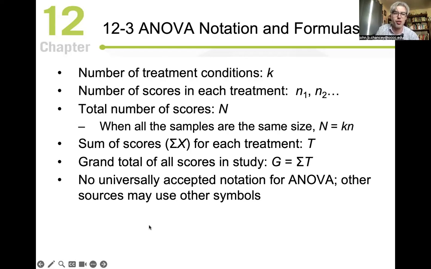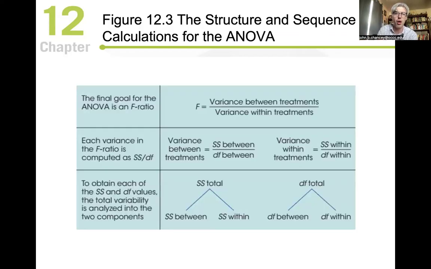Unfortunately, not to be confusing, but there's no universally accepted notation for ANOVA. Other sources may use other symbols. This is what we're using for this textbook, and it tends to be similar to what you would see in the SPSS output. So here's the structure of how we calculate it.